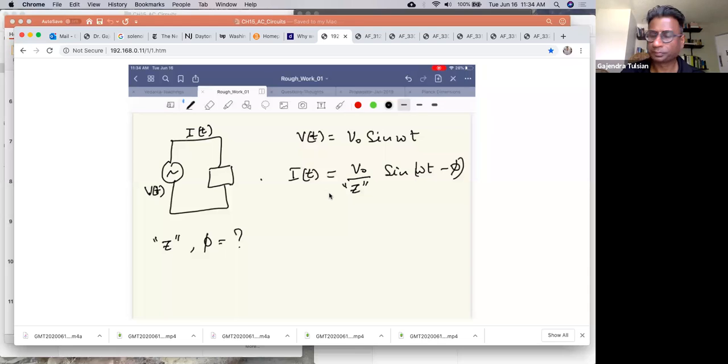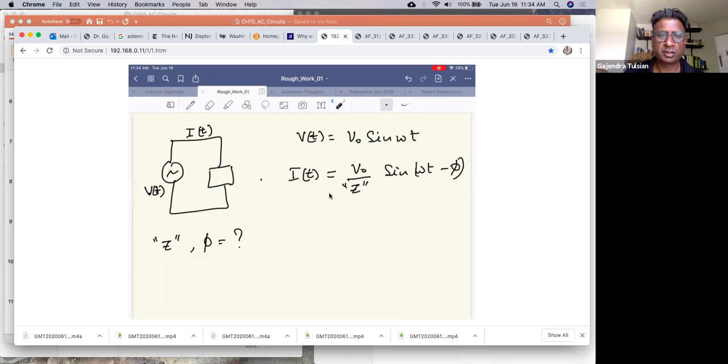All right, so there's the voltage and there's the current, and the current is the amplitude of the voltage divided by the impedance of this circuit. And phi is the phase shift.